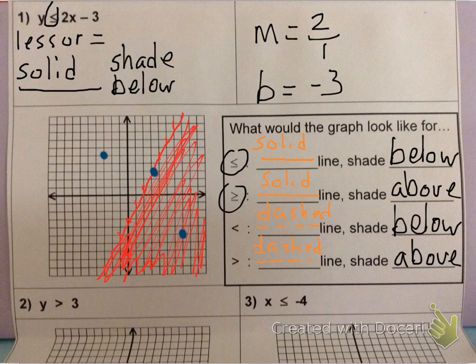Because remember what the solid and the dashed line means. Solid means equal to. It can be equal to that number on the line. Dash means it's not equal to. It cannot be equal to that part on the line. So this would be, yes, part of the solution. Part of the solution. Not a part of the solution.